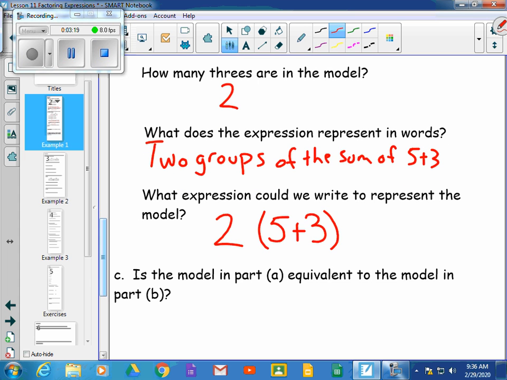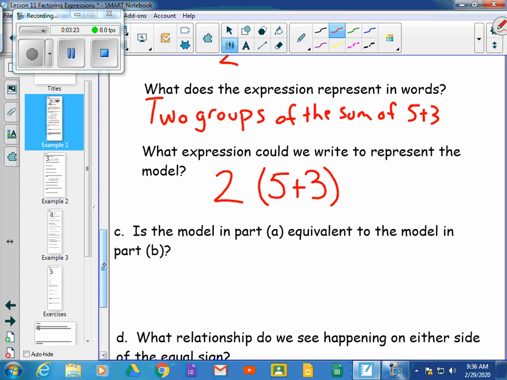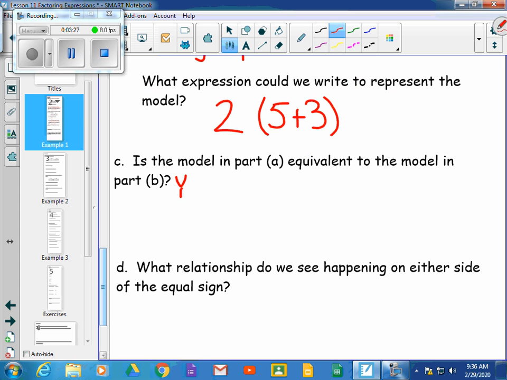Now on the next page, it asks, is the model in part A equivalent to the model in part B? And we can say yes, it is, and we know this because both have 2 5s and 2 3s.